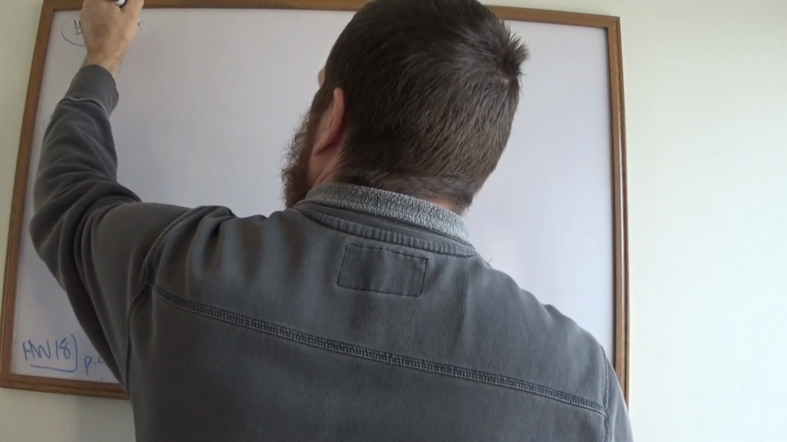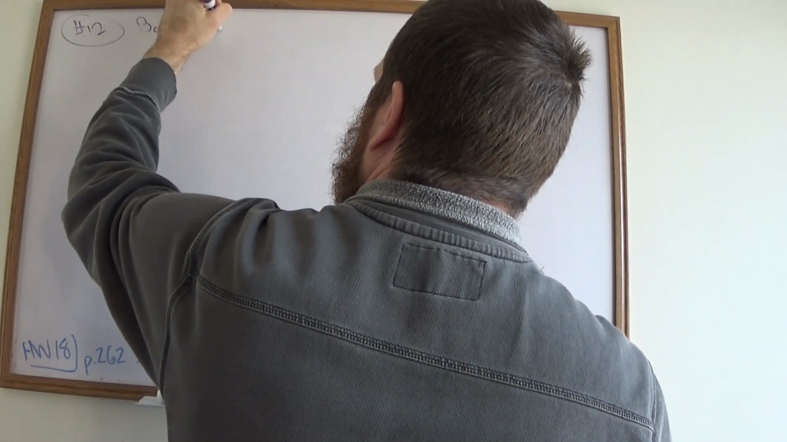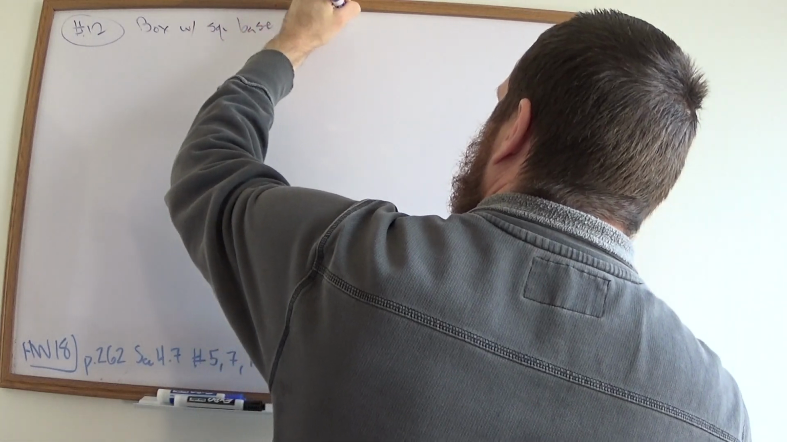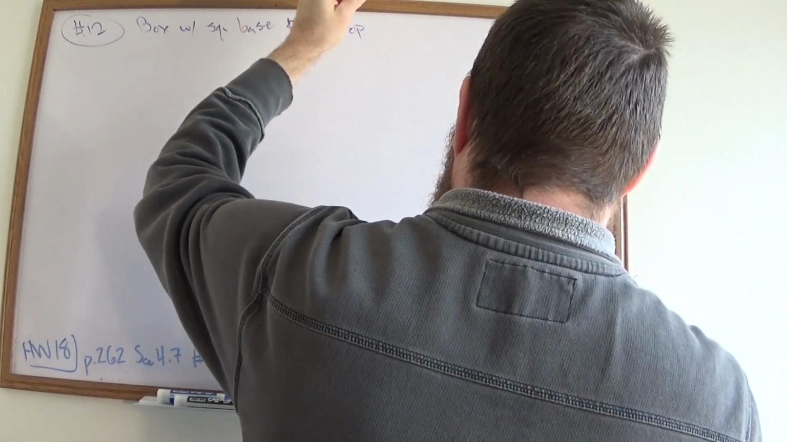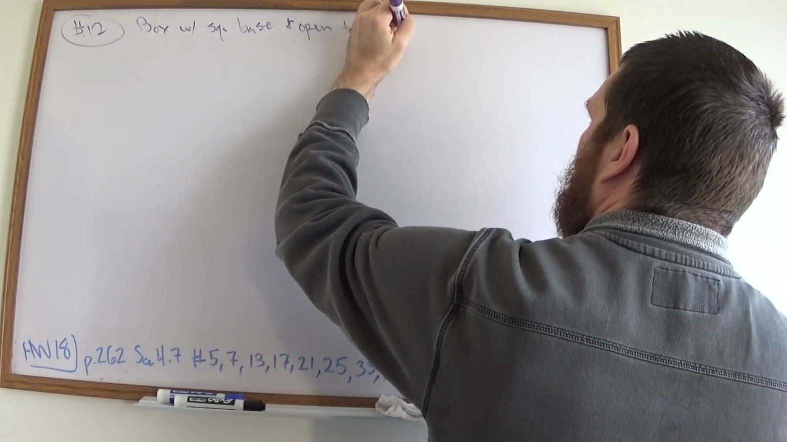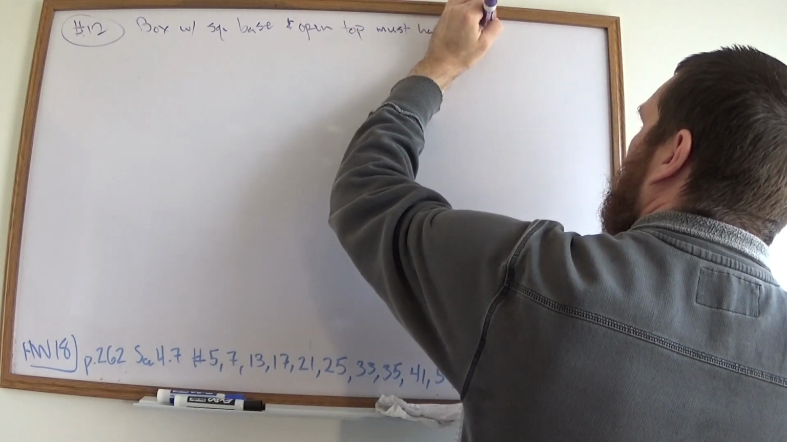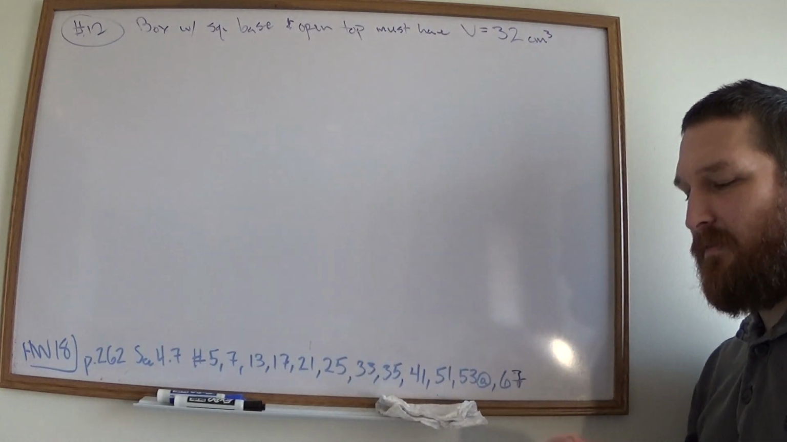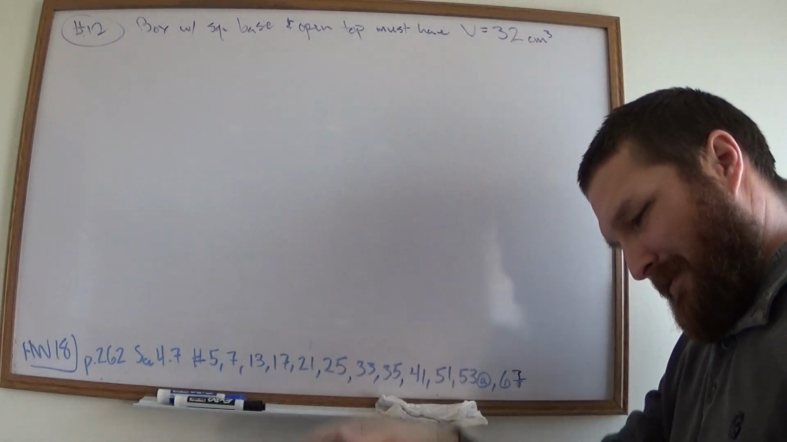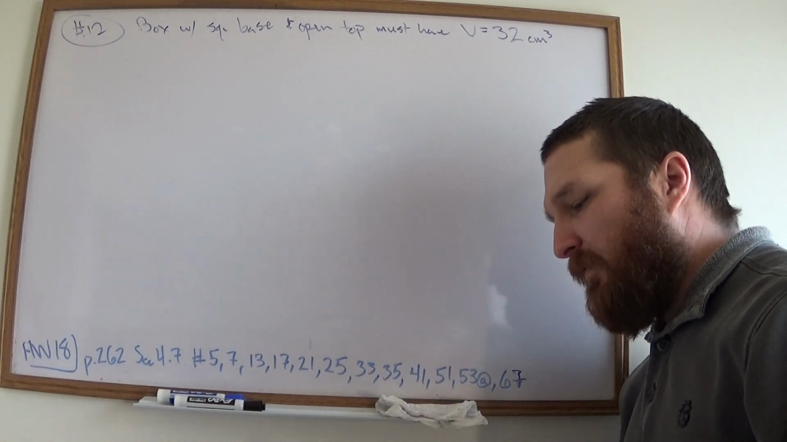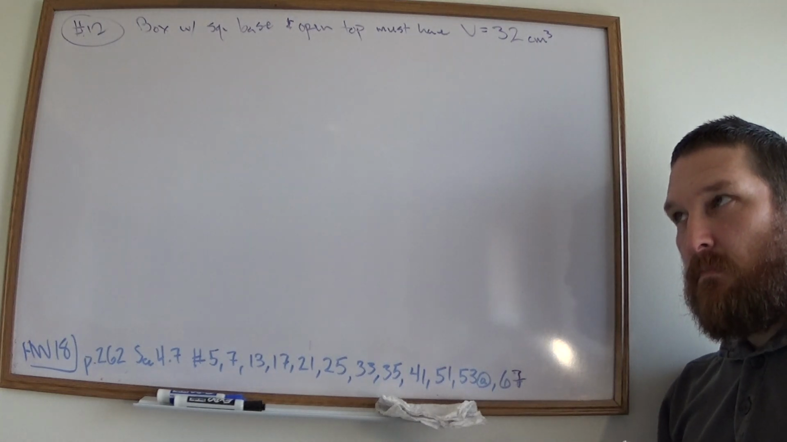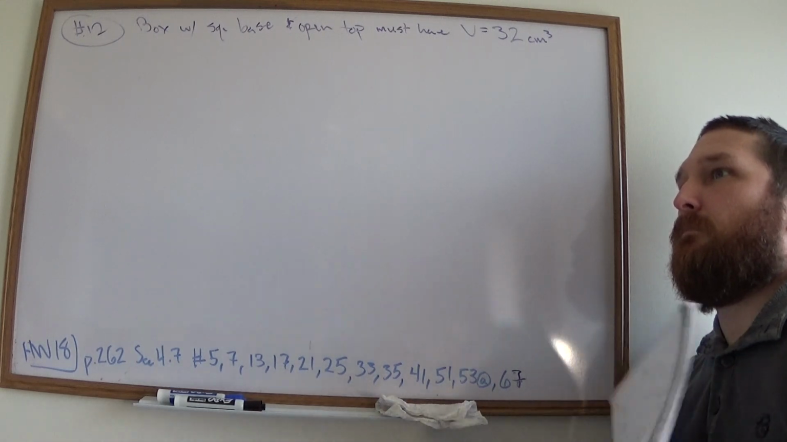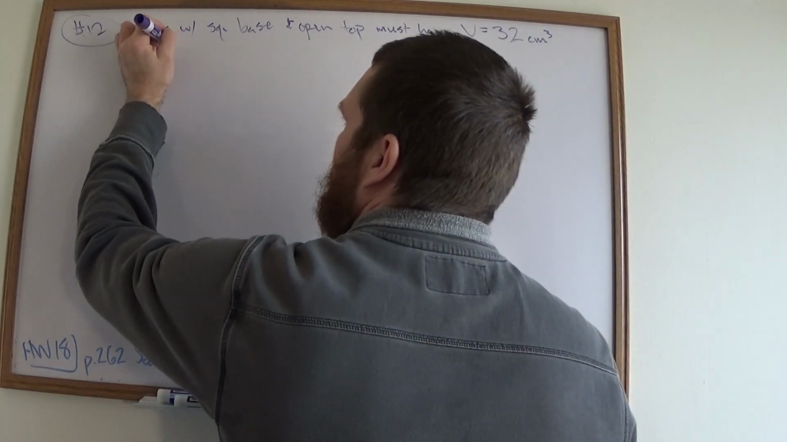It's a box with a square base and an open top. It must have a volume of 32 centimeters cubed. The actual one is like 32,000, and I'm not doing that, so it's 32. Find the dimensions which minimize the material used.